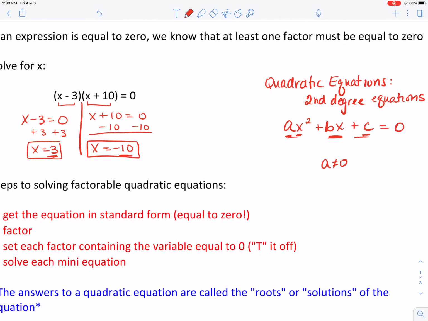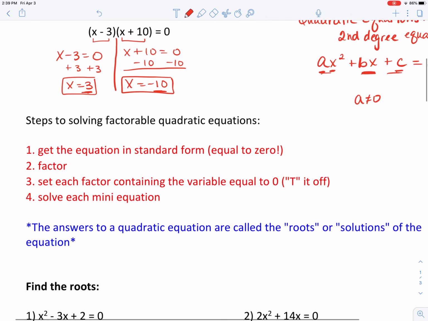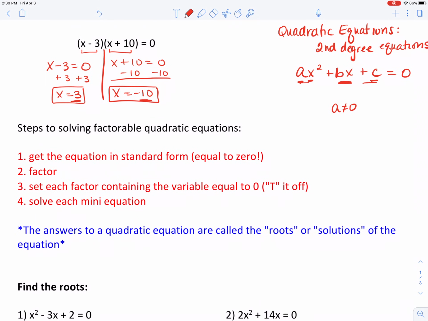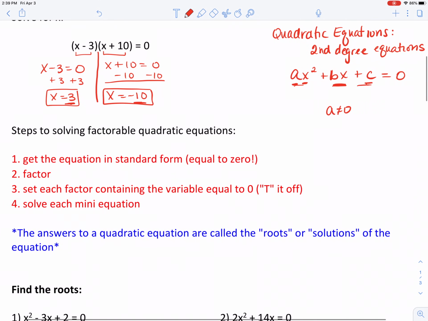Moving on. Steps to solving factorable quadratic equations. Your first thing to do is going to be to get the equation into standard form. So I wrote an equation in standard form right up on the side here. Ax squared plus bx plus c equals 0. It has to be set equal to 0.